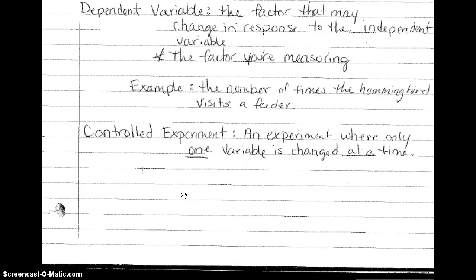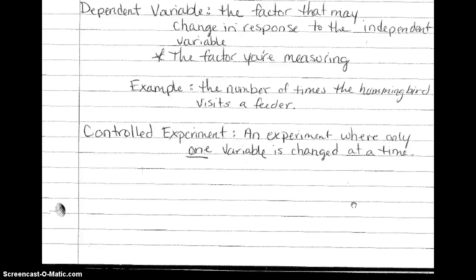A good experiment is a controlled experiment, meaning that it has only one variable that's changed at a time. So you only have one thing that's changed. That way you know that your results are occurring because of that change. You cannot go change multiple things.